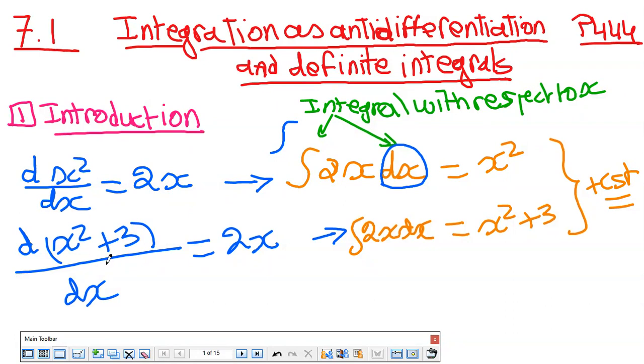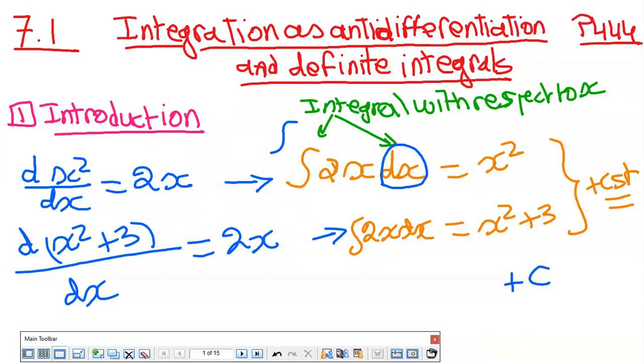I have another function. If I take, for example, x squared plus 3, the derivative is also 2x. In this case, what's the integral of 2x dx? It's x squared plus 3. So what I can see here, guys, is that every time I'm doing an antiderivative, I need to be careful, because I might have a constant here. The derivative of a constant is 0, so I cannot see it here. So every time I'm doing an antiderivative, I need to add plus c as the constant in the end.